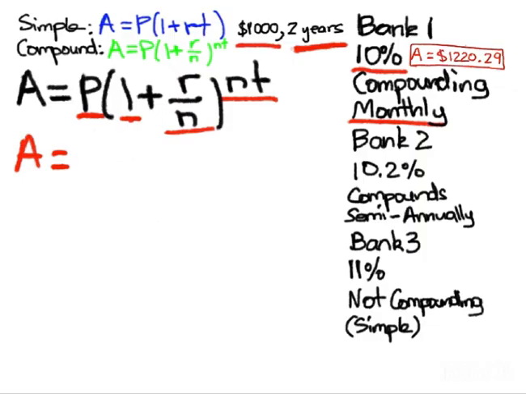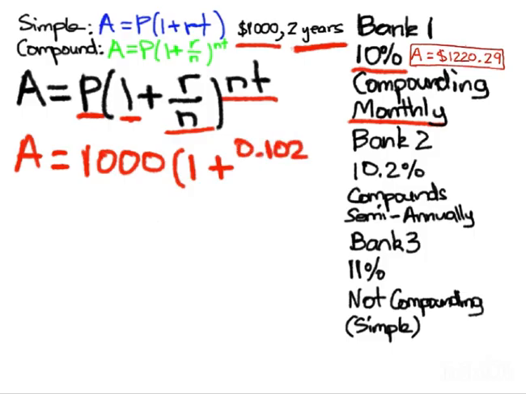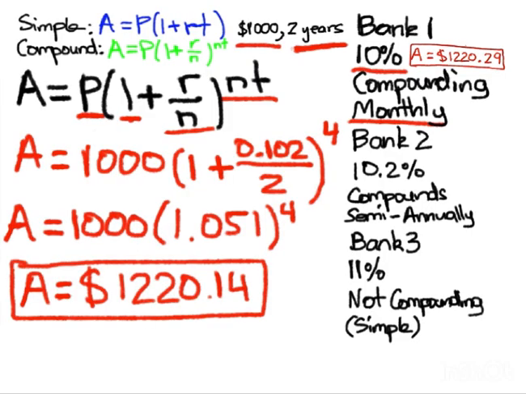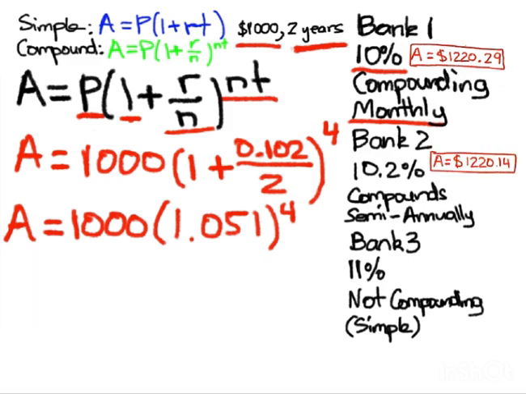What we can plug in immediately now is main value multiplied by, in brackets, 1 plus the rate as a decimal divided by the number of times it compounds, all to the power of, immediately that would be 4. And for that bank, your final value after 2 years would be $1,220.14. And now that's your value for bank number 2, which you'll be left with after 2 years.